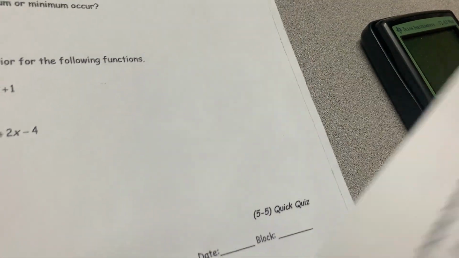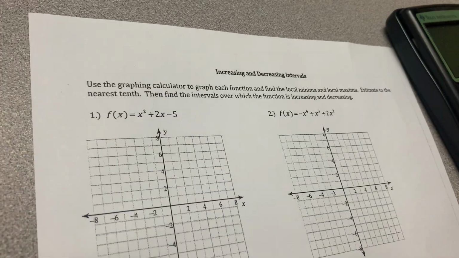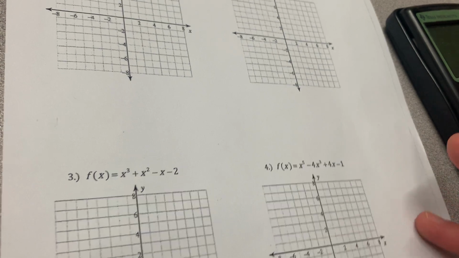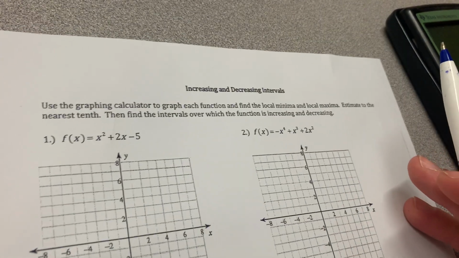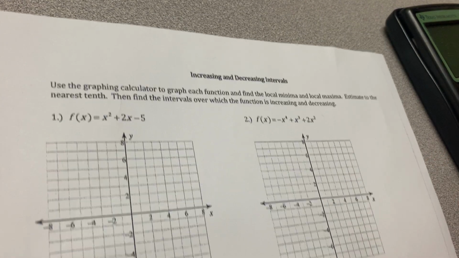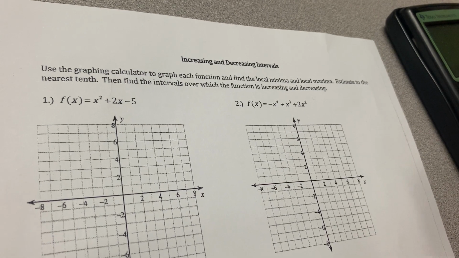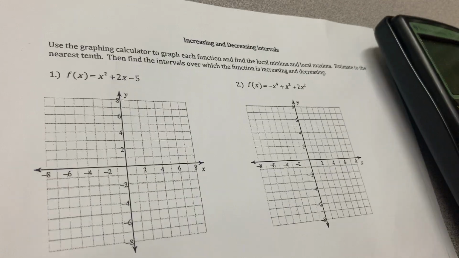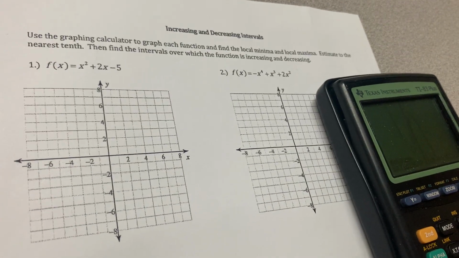Now, on the back, I don't know if it's on the back or the next page, you have these 4 problems. One of them's on your homework quiz. So that's how you're going to complete this. It says use the graphing calculator to find each function and find the local minimum and maximum. Estimate to the nearest tenth and then find the intervals. So let's start with number 1.